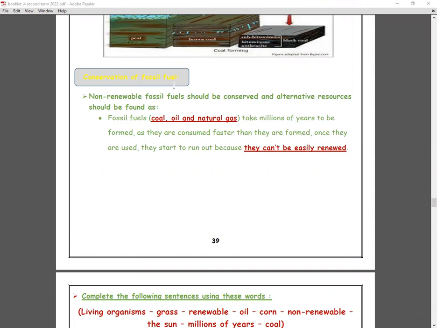So we have to conserve fossil fuels. Why? Because non-renewable fossil fuels should be conserved and alternative resources should be found. Alternative means replaced, or other forms of energy have to be formed to be used instead of coal, oil, and natural gas, because once they run out, we can't operate our cars, we can't cook food inside the homes, we can't generate electricity, and we can't imagine our life without electricity for sure. So we have to start searching for alternative resources to replace those that will run out, okay?